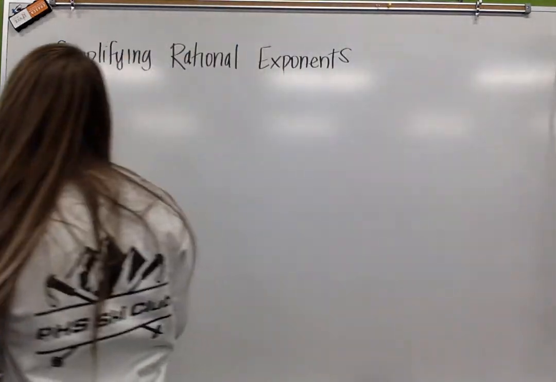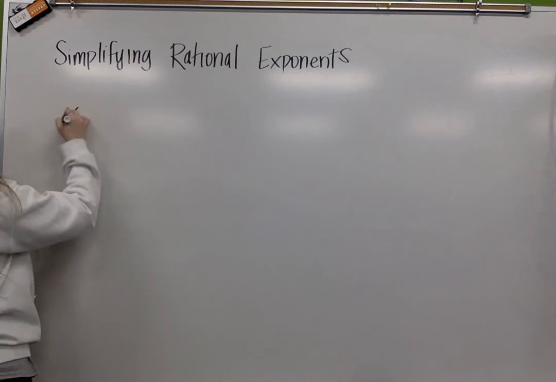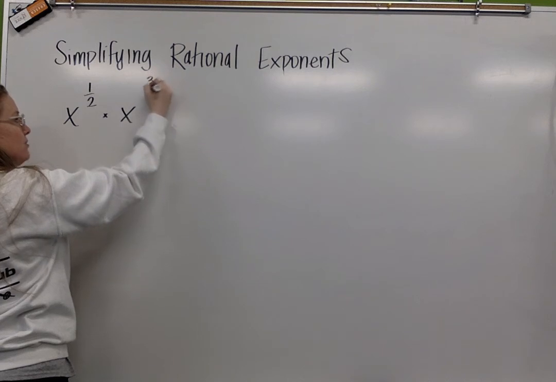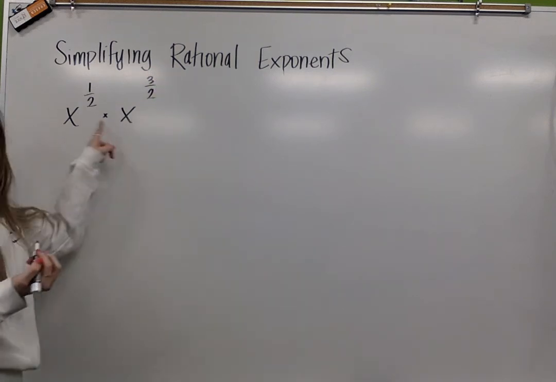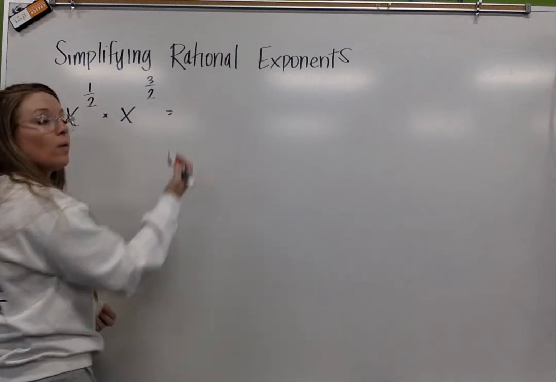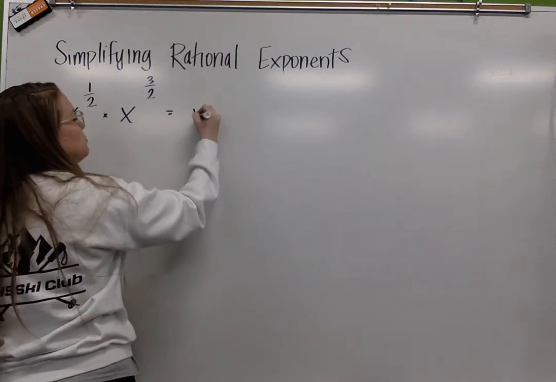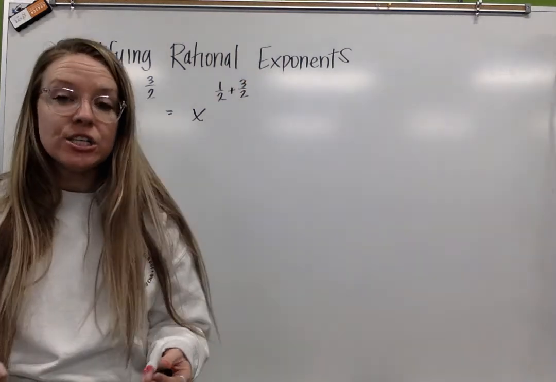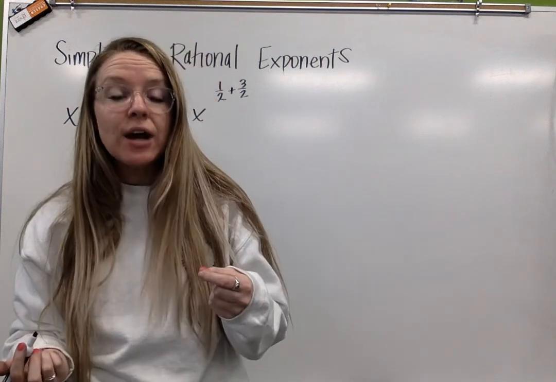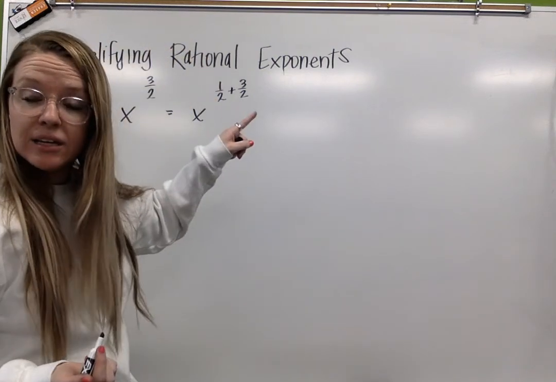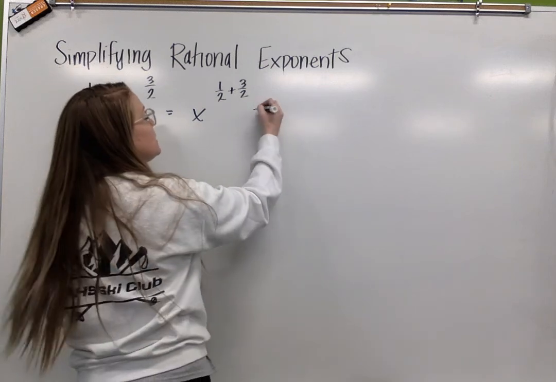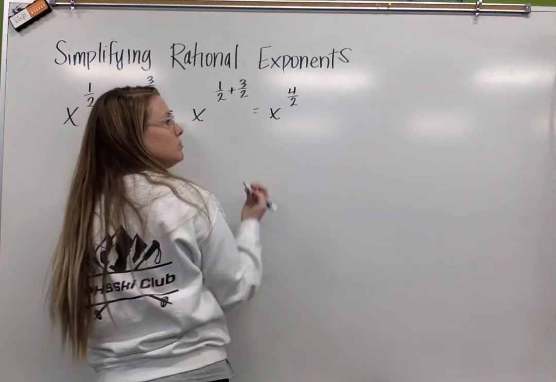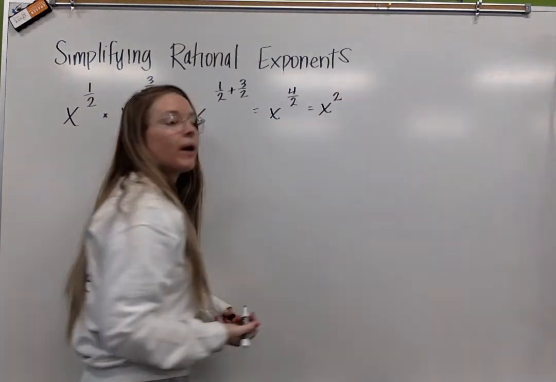So here's an example. If I had x to the 1/2 times x to the 3/2. When we multiply our common bases, we're going to add the exponents. So this becomes x to the 1/2 plus 3/2. And with fractions, when we add or subtract, they have to have a common denominator. Lucky for this example, they do. So this becomes 1 plus 3, 4 over 2. In other words, this is x squared.